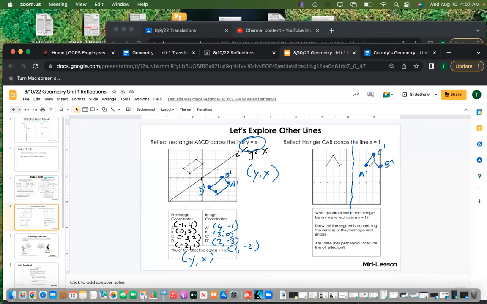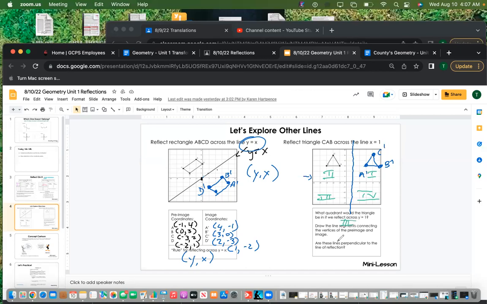Ta-da. So what quadrant would the triangle be in if we reflected across the line y equals 1? And remember, y equals 1 is down here this time. So what quadrant would that be in? Throw back to your algebra 1 days. This is your first quadrant. This is your second quadrant. This is your third quadrant. This is your fourth quadrant. So where would that triangle be located? Well, it would be down here, right? So that would be in the third.